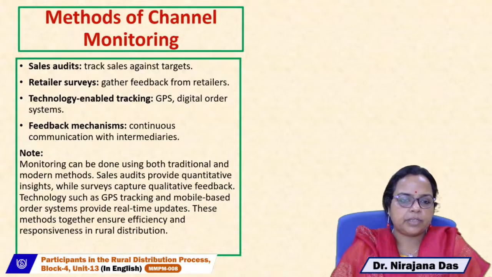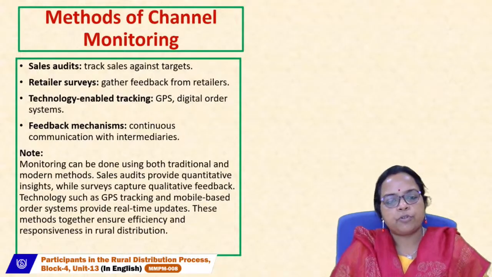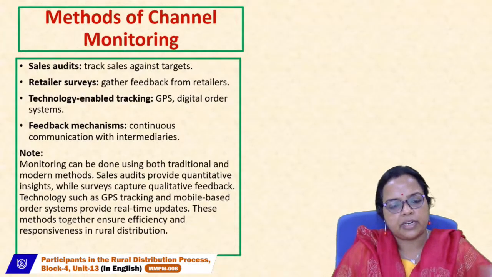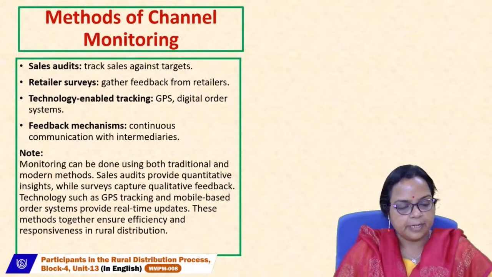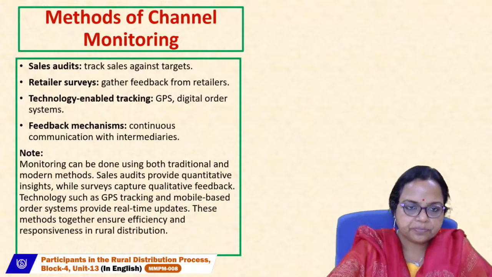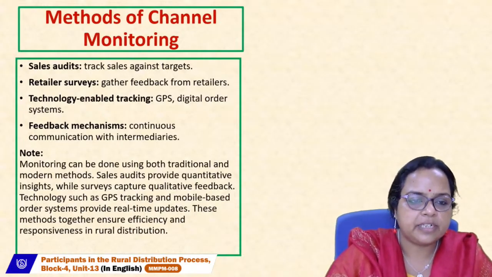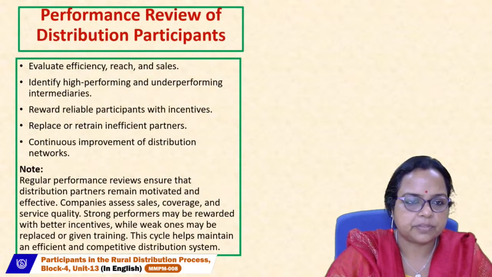Then the last method is feedback mechanism. It is like taking feedback as a continuous process to build continuous communication with intermediaries. So these four methods are the channel monitoring methods, let it be sales audit, retailer survey, technology-enabled tracking, or feedback mechanism.